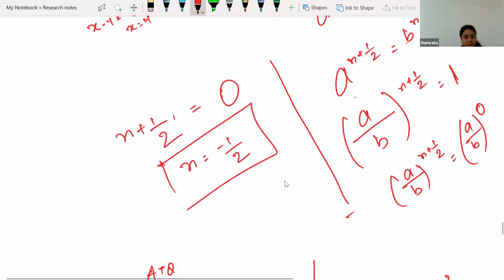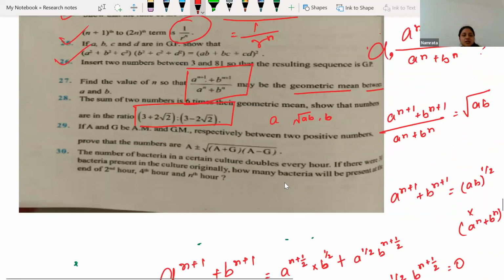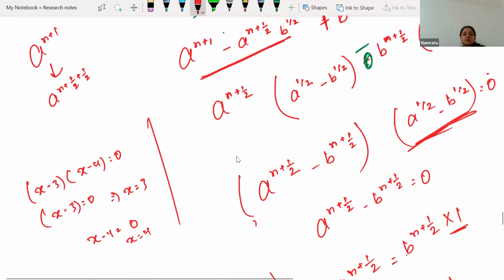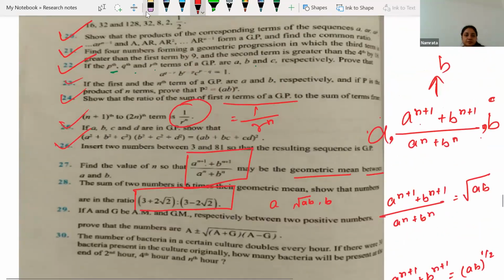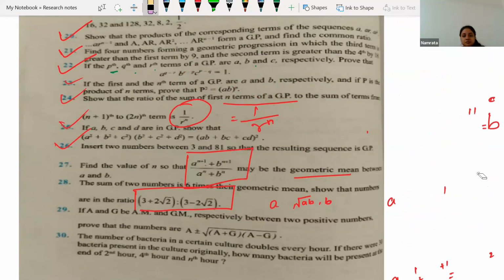So the next question says, if A and G are AM and GM respectively between two positive numbers, prove that this. Okay. So A and G are AM and GM. Let's do over here. A and G are AM and GM in between two numbers, let's say a and b.